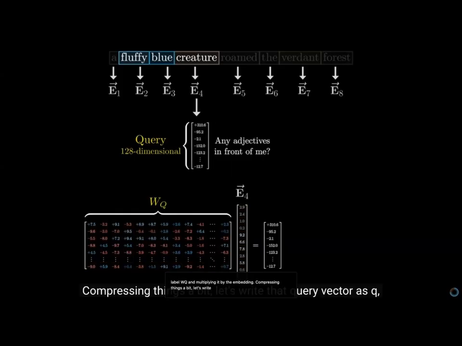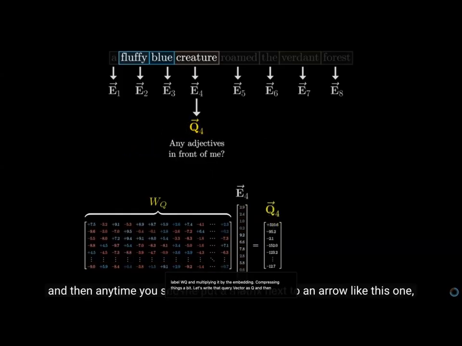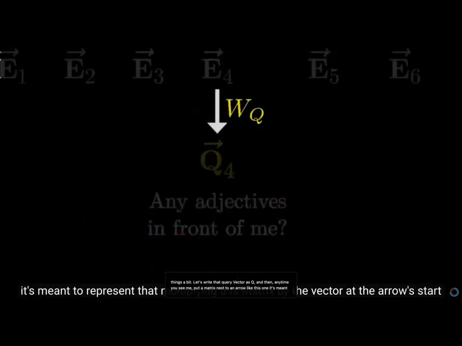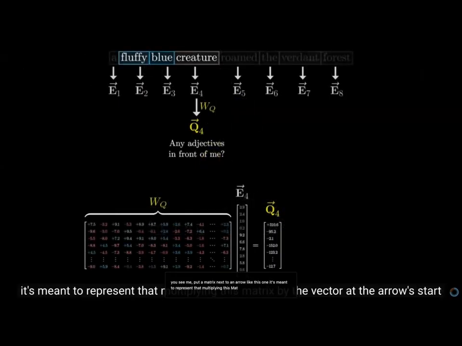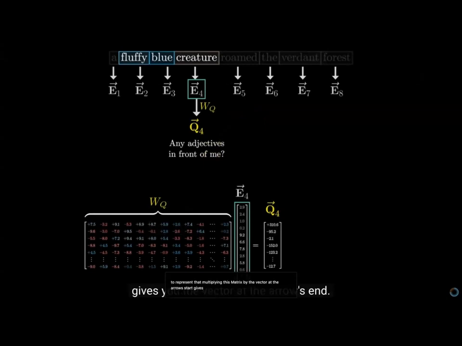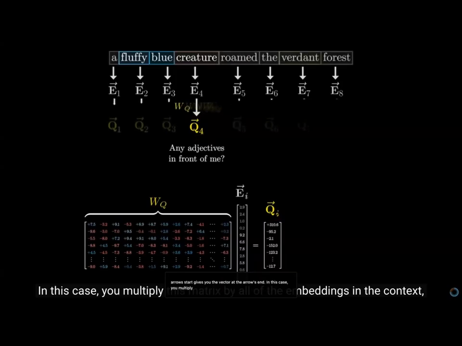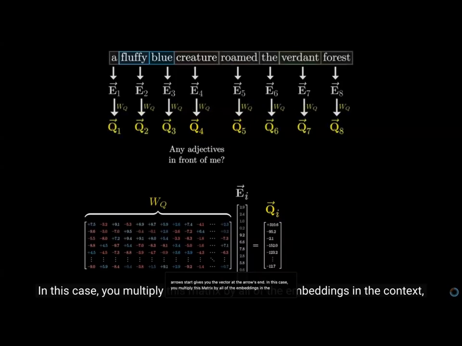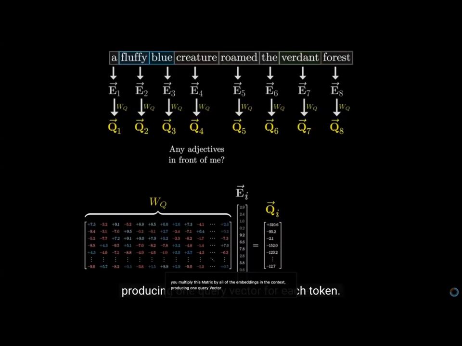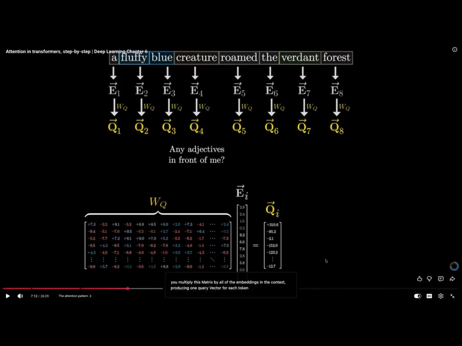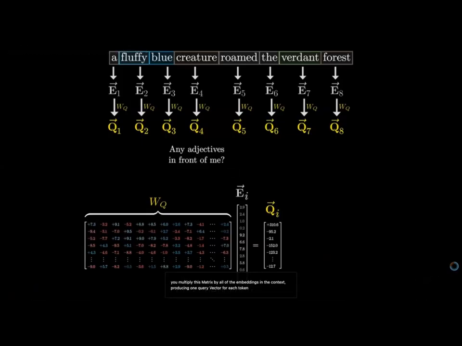Compressing things a bit, let's write that query vector as Q, and then anytime you see me put a matrix next to an arrow like this one, it's meant to represent that multiplying this matrix by the vector at the arrow's start gives you the vector at the arrow's end. In this case, you multiply this matrix by all of the embeddings in the context, producing one query vector for each token. So remember, the W_Q is exactly the same for all the tokens, but because the embeddings are different, you are generating different Qs.